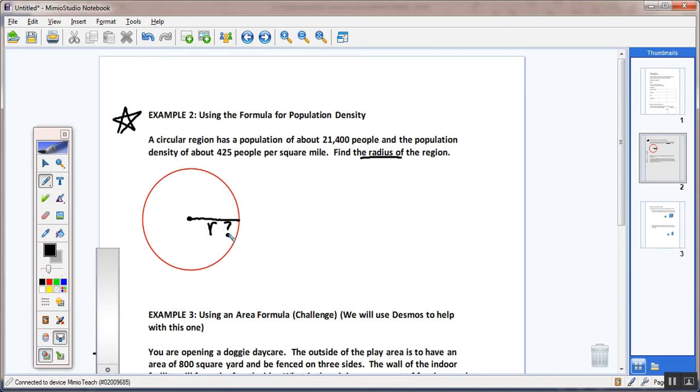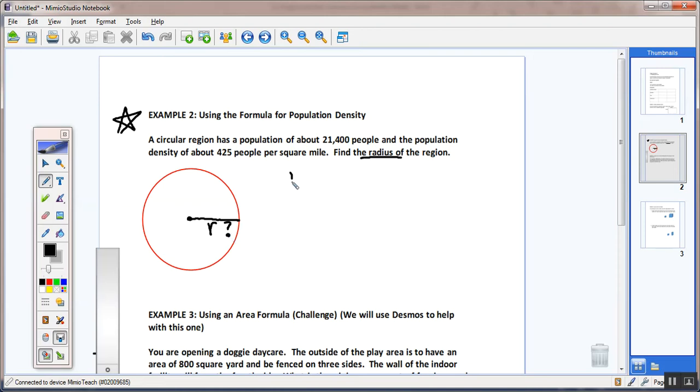Okay. Anybody have a thought or an idea how I might start this to figure out what the radius of this region is? How about if I back up? How did we define population density yesterday? The amount of people per area. So I'm going to write this down real quickly.